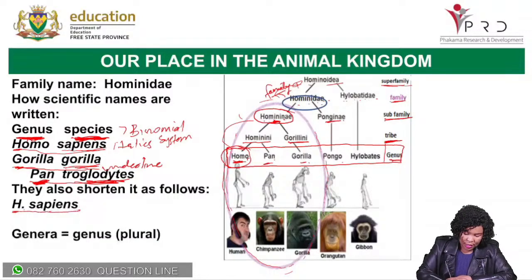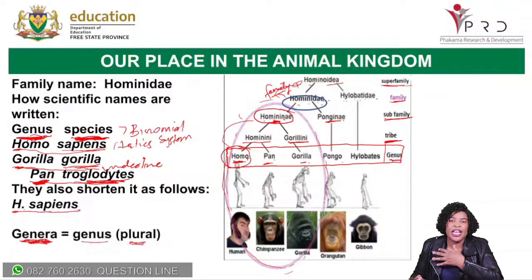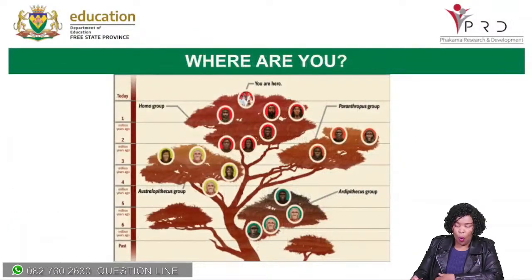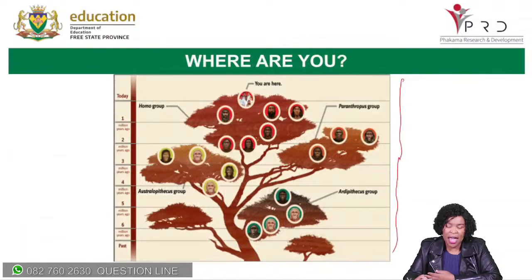And then another word, genera, the plural of genus. So the first part of the name, the part that is telling us about the genus, is actually the genera, right? So where are you in this phylogenetic tree made to look like a normal tree?